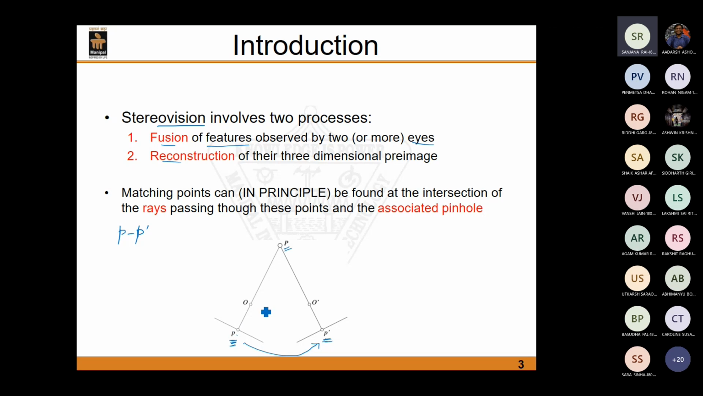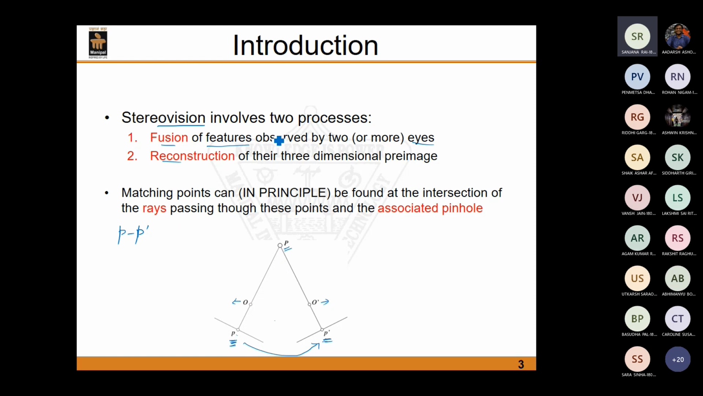Now, how do you do these projections? This O and O dash are basically the camera centers. By joining these lines, we join point P with the camera center O and just project it. And again, we draw a line from P dash to O dash and project it. The point of intersection of these two lines would give me P. That is the concept that we are using here.